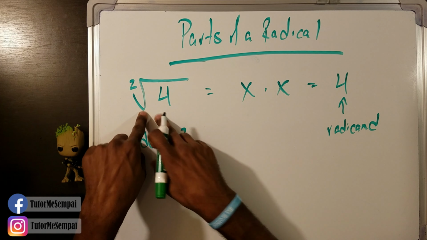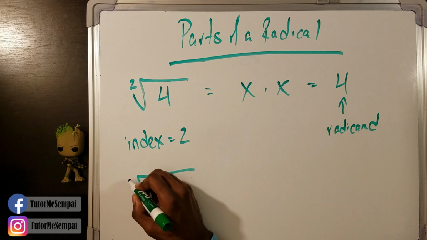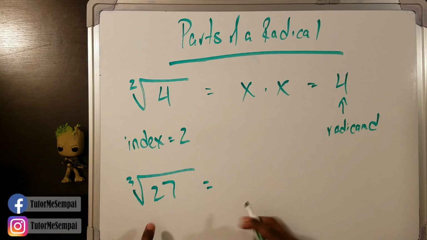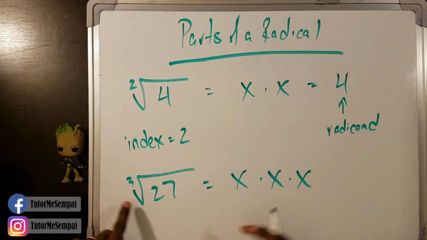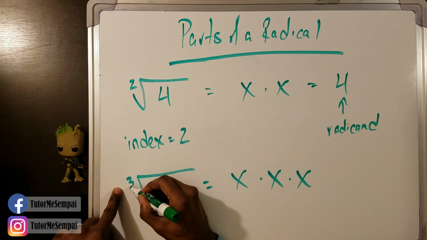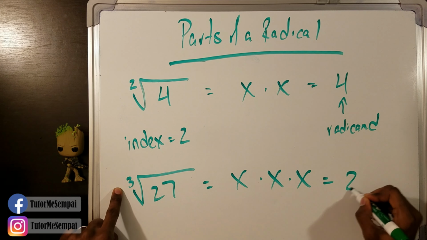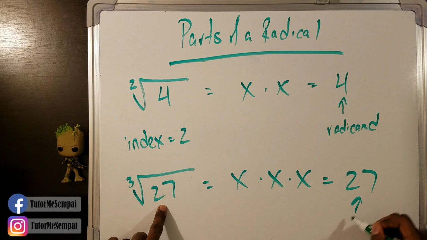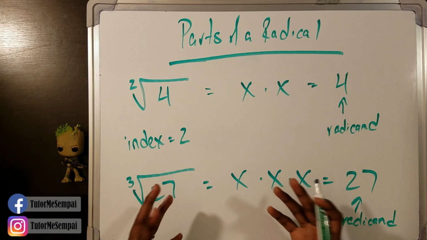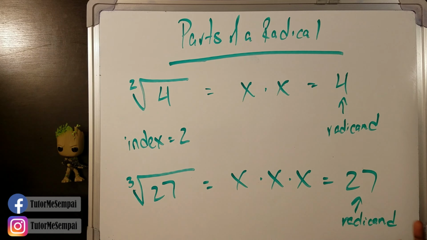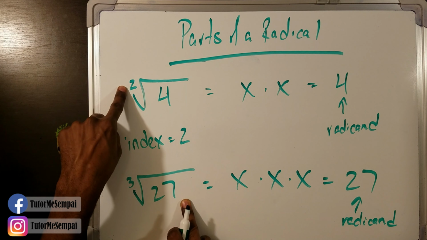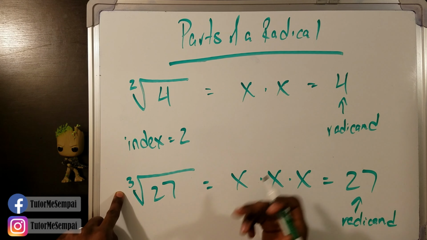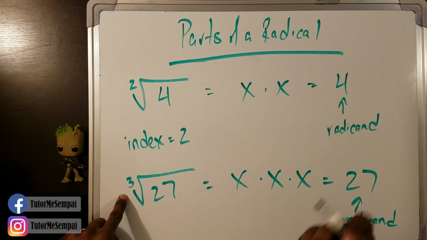This is a square root, but let's say you had something like this. Well, this is going to say when you have a number multiplied by itself 3 times. So this is a 3 here. 3 times is going to give you your radicand. So the index controls what type of radical you have. This is a square root, this is a cube root, and you see square, cube. Another name is the second root or the third root.